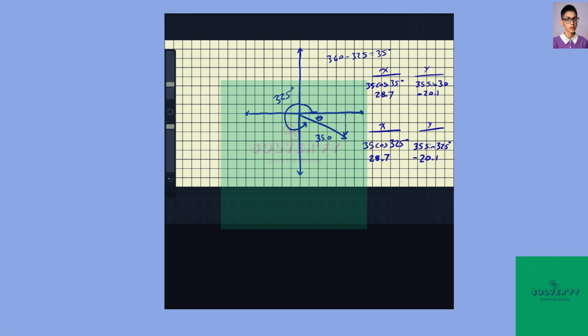And so if you're able to use the full angle, you're able to have the math do the work for you. And so the final result, our x value is 28.7, our y value is minus 20.1 in whatever units we're given. And that's how you do it.